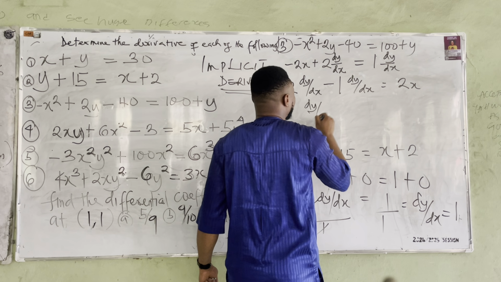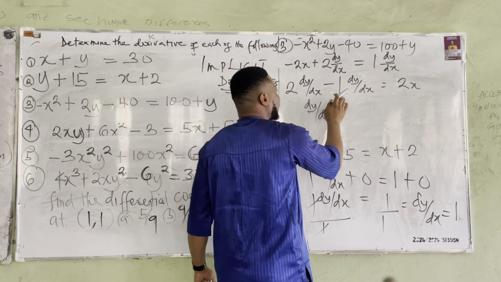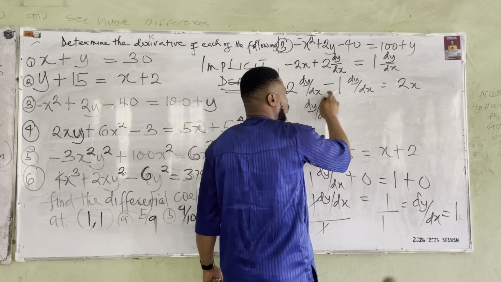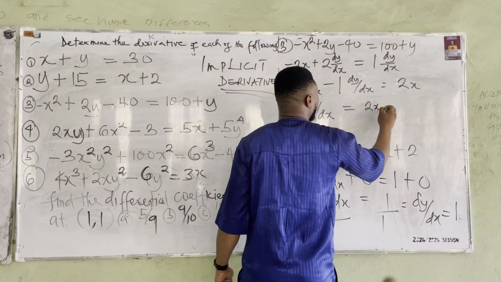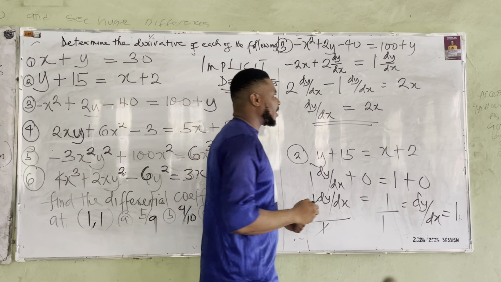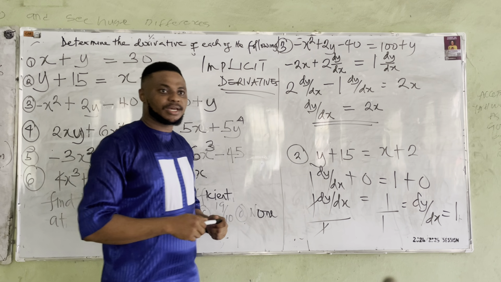So we just say what? dy over dx. 2 dy over dx minus 1 dy over dx is just what? dy over dx, right? So dy over dx is equal to what? 2x. So that's the final answer. So that's the dy over dx.